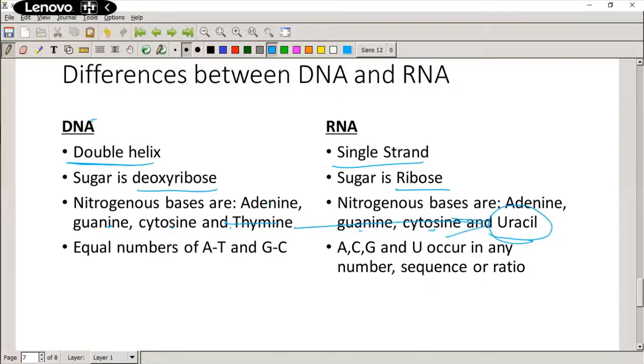In DNA, because you've got two strands and the two strands are complementary, you always get base pairings, so you have equal numbers of adenine and thymine and guanine and cytosine. But there's no such ratio in RNA because it's a single strand, so you don't need that ratio to happen.